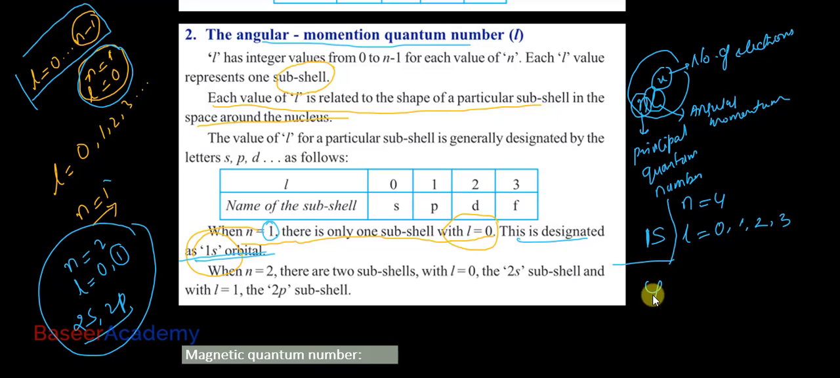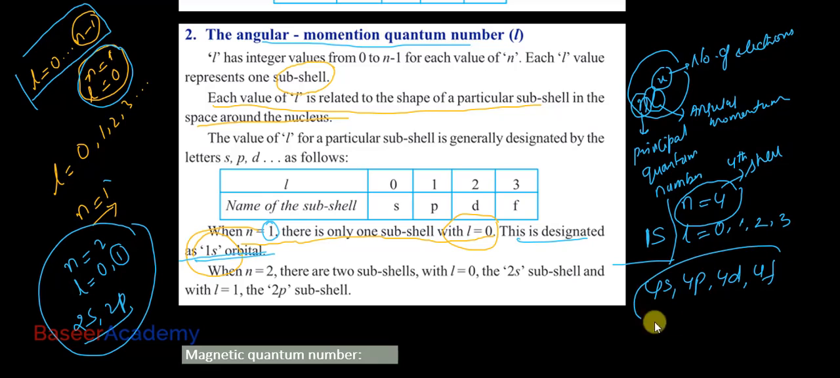First I'm going to write the n value. The n value is 4, so I have written 4. And then I have to write the l value here. The l value is 0. 0 means it is the s orbital, so 4s. In the same way, 4 and 1 means p, 4p. 4 and 2 means d, 4d. 4 and 3 means f, 4f. So the fourth orbit is also known as a shell. In the fourth shell, we have 4 subshells.